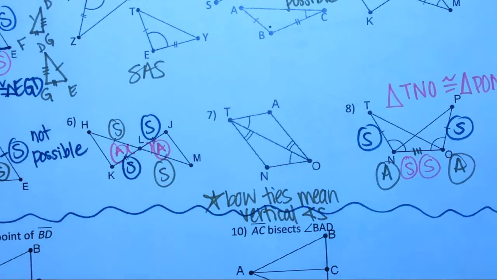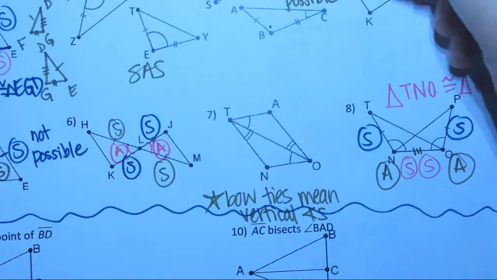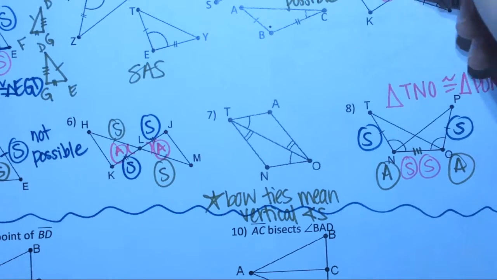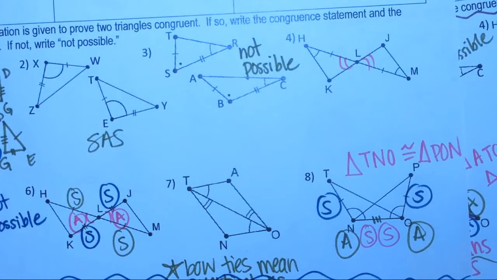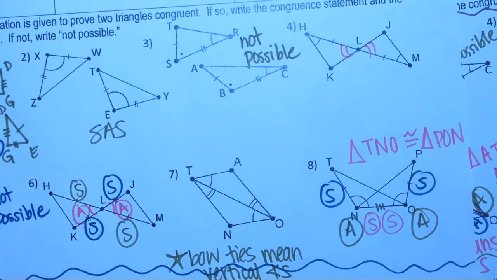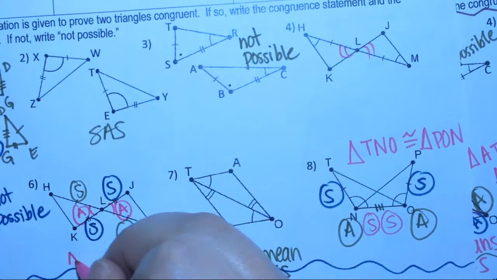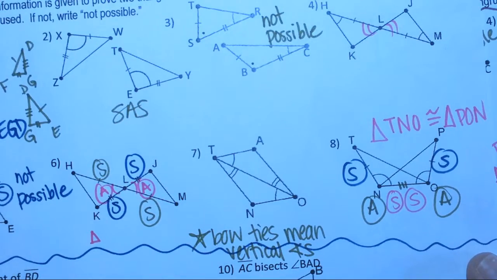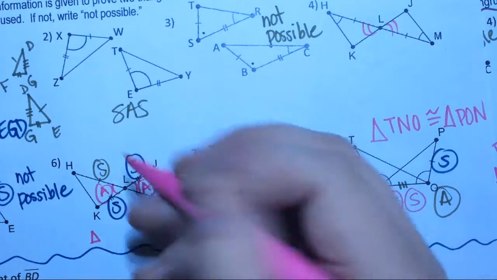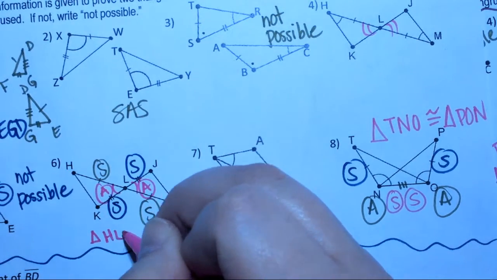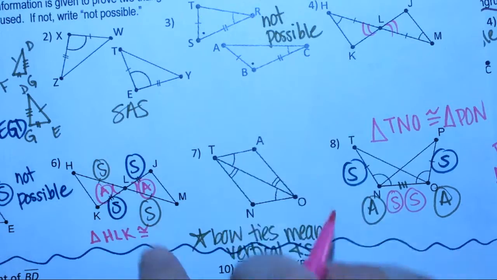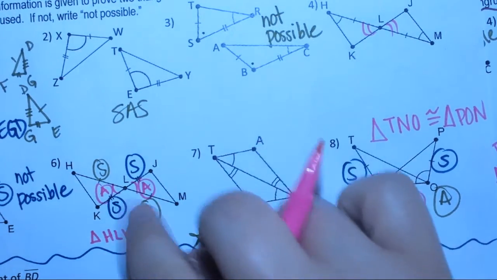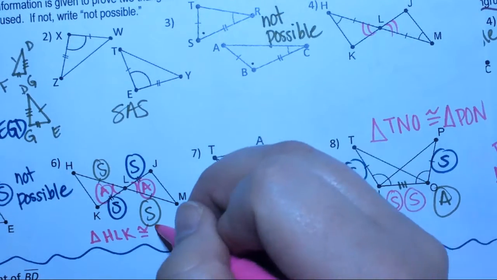It did have it. So I could go to number 4 and add in bow tie, rainbow markings as well. Anytime I see a bow tie, that means I get to add in rainbow markings because I have vertical angles, and vertical angles are congruent. Okay, so if I were to write my congruent statement on number 6, I would probably do HLK, which I'm saying that's green, pink, blue. So I would do green, pink, blue again, which is MLJ.